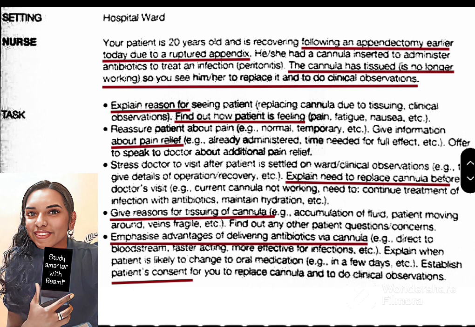You can just write it down on a card and keep it with you always when you practice the role play card. When you finish 10 or 15 cards, it will be by heart for you, so you can use it without the paper also. Don't repeat any connective sentences. Then the next task will be: emphasize the advantage of delivering antibiotics through cannula, direct to bloodstream, faster acting, more effective for infection. Explain when the patient is likely to be changed to oral medication in a few days. Establish the patient's consent for you to replace the cannula and to do clinical observation.